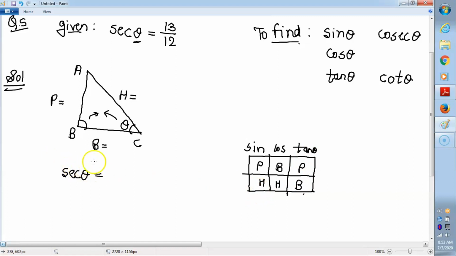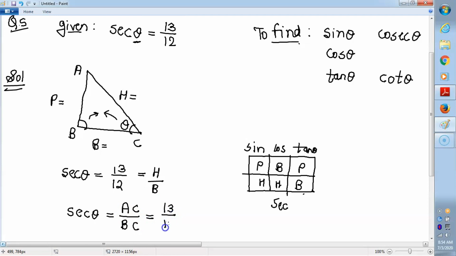Now what is sec theta in the question? 13/12. And sec is the reciprocal of cos. So which ratio is given to us? Hypotenuse upon base, correct? For cos we are taking base upon hypotenuse, and for sec it will be hypotenuse upon base. Now sec theta is hypotenuse upon base. Which is the hypotenuse in our triangle? AC. So write AC here. The base in our triangle is BC. So write BC here. AC upon BC is given as 13/12.